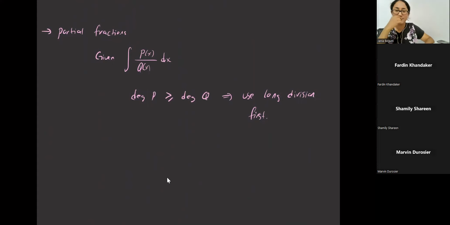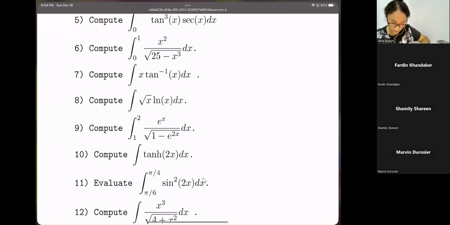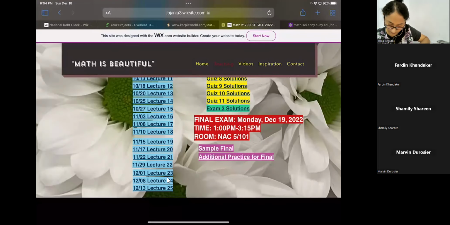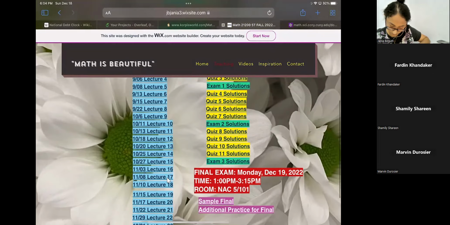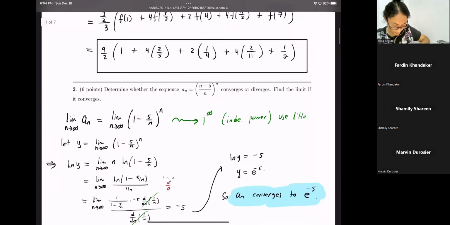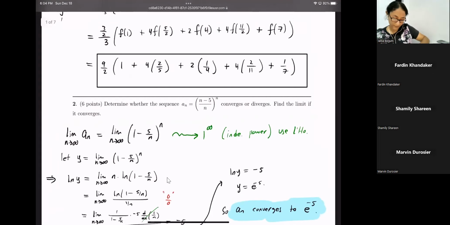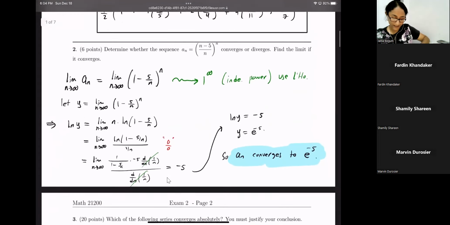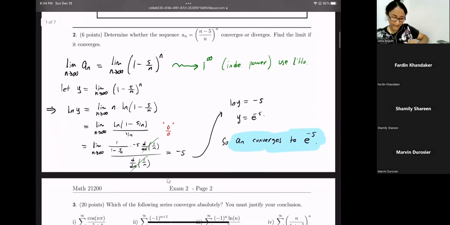Professor, I have a question. It's actually from the second test. I don't remember how to do this. It was determining if the sequence of n minus 5 over n to the nth power converges or diverges, and the answer was e to the negative 5. Which question is it? Number 2. Yes, the solution is here. Does this make sense? I just forgot how to get there a long time ago.